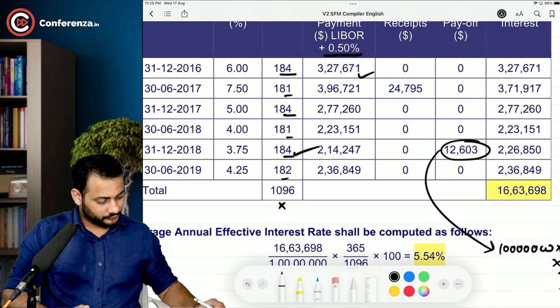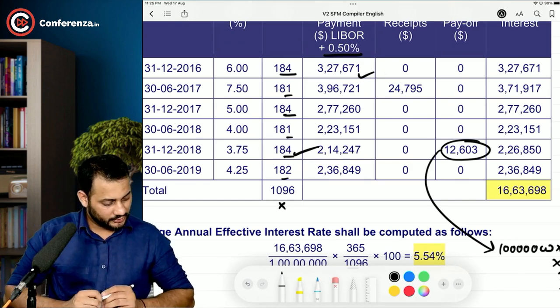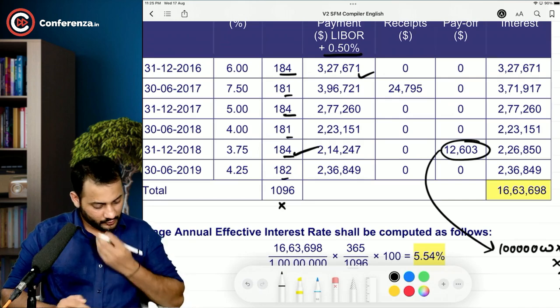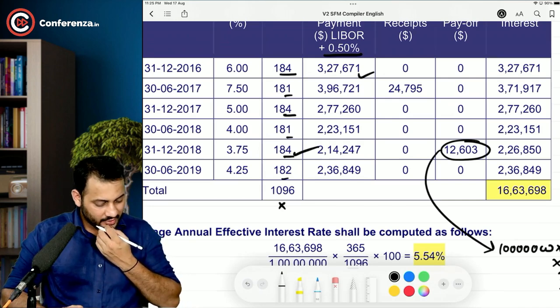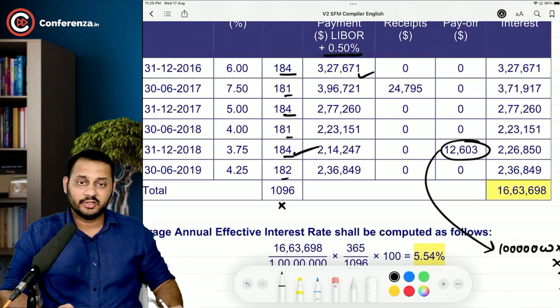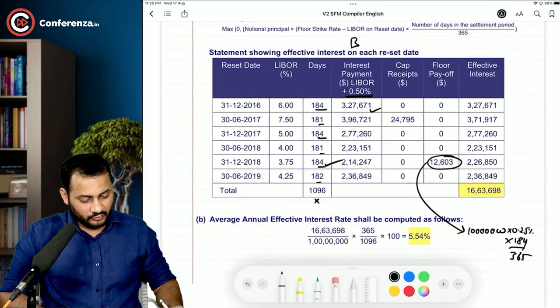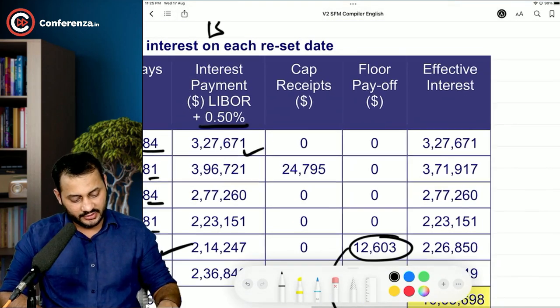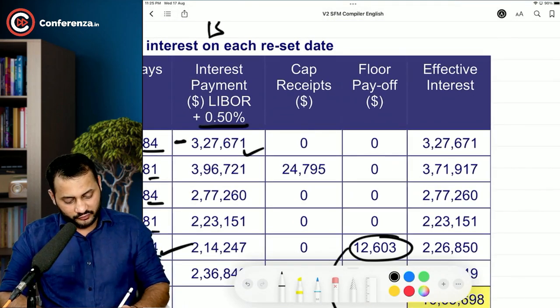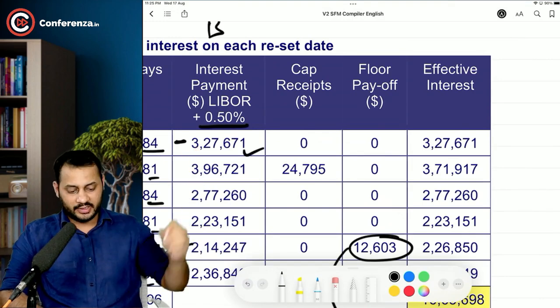Into 181 by 365 into 4.75%, that's 235,547. Yeah, they have taken it as 182 days. Whatever it is. So the effective interest rate will be this. This is your outflow, interest paid to the bank.